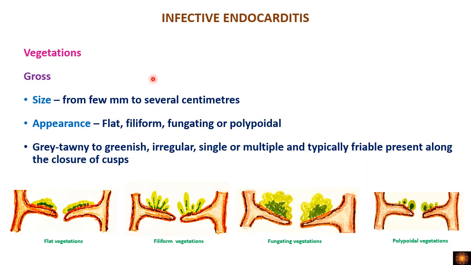So, the gross features. The size of the vegetations can be a few mm to several centimeters. In appearance, they can be flat, filiform, polypoid, or fungating. They are usually gray, tawny to greenish, and irregular. They can be single or multiple, and typically they are friable, and they are present along the line of closure of the cusps.